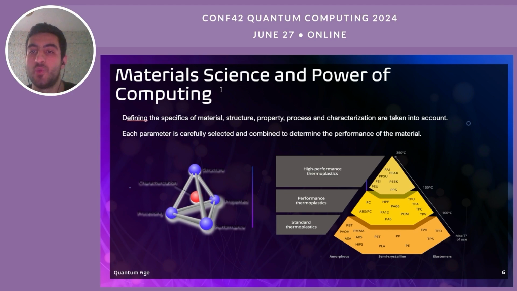Because there is a huge amount of problems on the side of mathematics. This is the power of computing we can apply. We can make a calculation. We can achieve more and more high performance materials. Because we have the qubits, we can solve many problems. It is very important. Each parameter is carefully selected and combined to determine the performance of the materials.